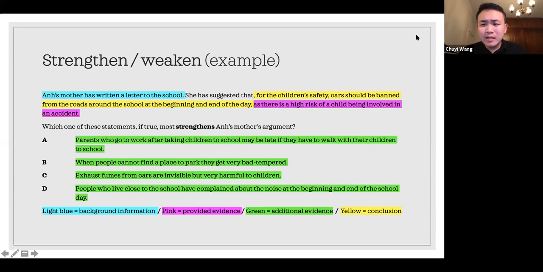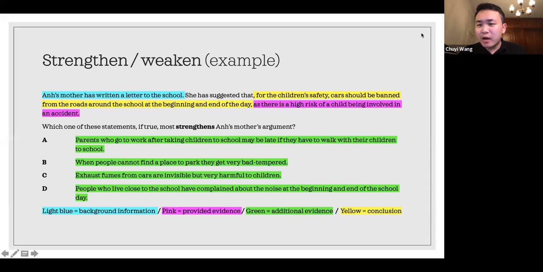So there's a bit of background information here that's not relevant, which is Anne's mother has written a letter, okay? No one cares it's a letter. Could be an email, could have been a phone call. Doesn't matter, right? We don't care about the letter part. We can ignore that first sentence.